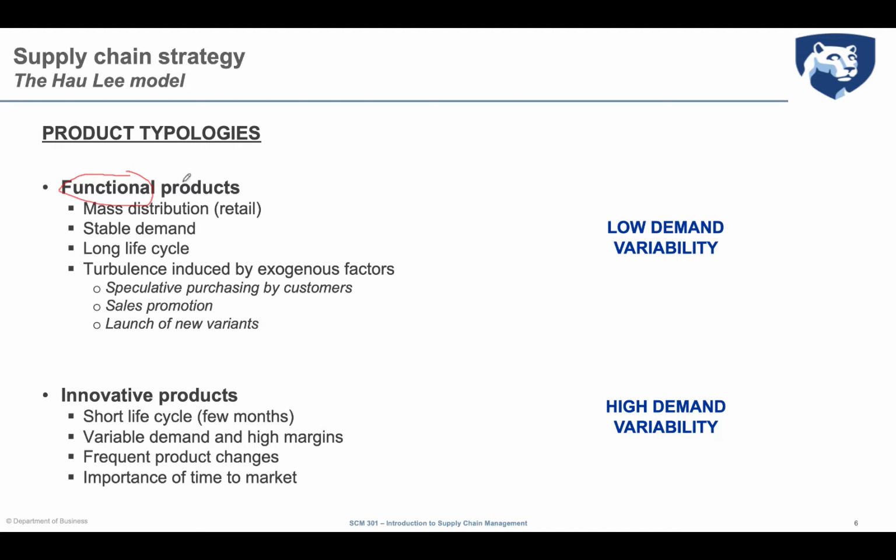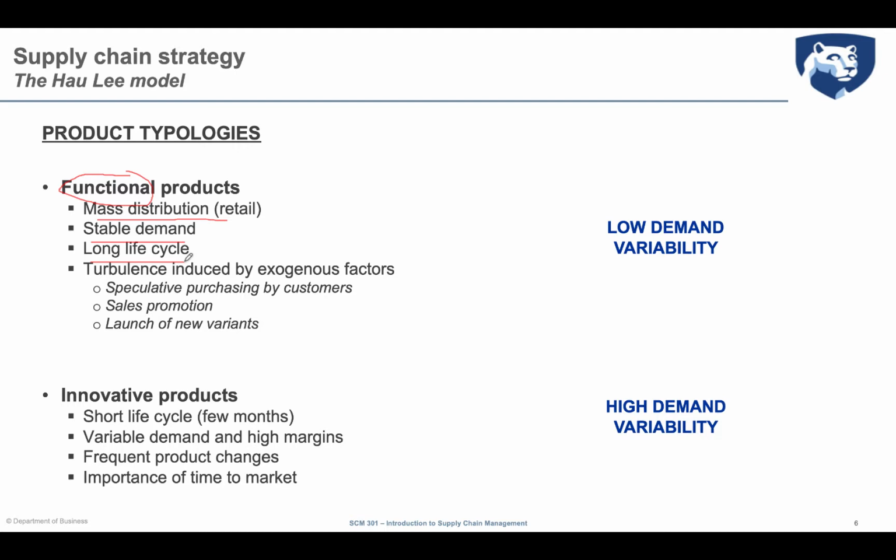One is called functional product, which is basically mass distribution products. So they are all the retail goods that you can imagine. They are characterized by stable demand, so demand which is quite flat and quite stable over time. Long life cycle, so they are present on the market since a long time, and usually turbulence in this market is induced by exogenous factors, like when there are sales, when there are promotions, when there are launches of new variants expected by the customer. These are the types of product that can be defined as functional.